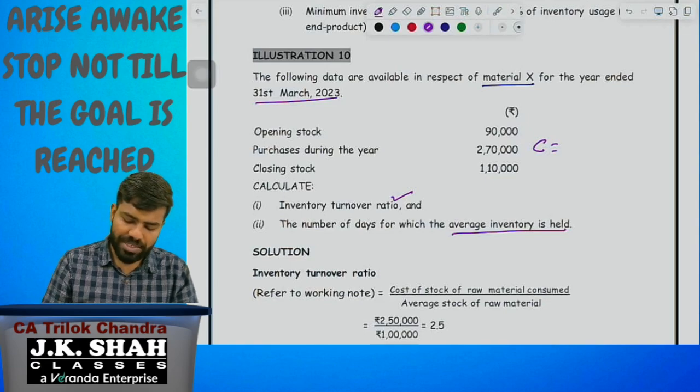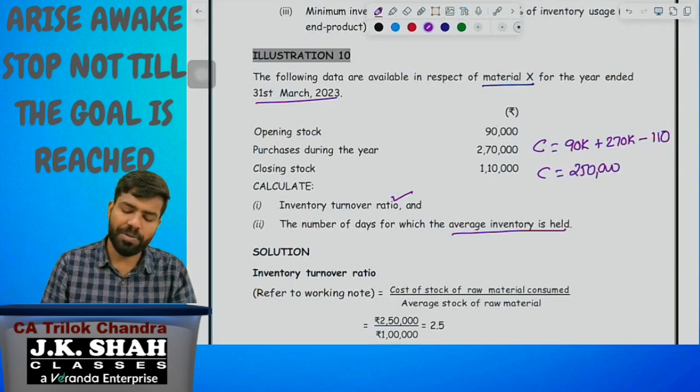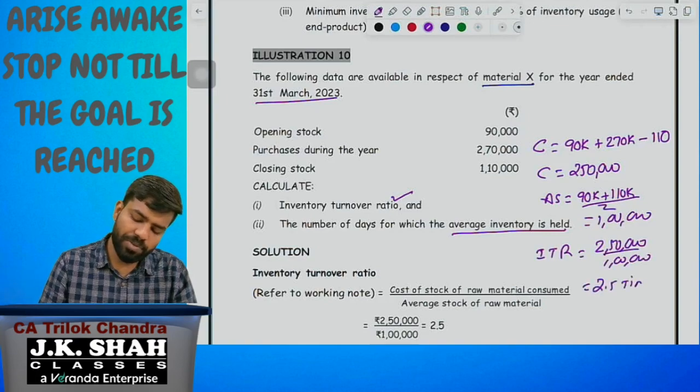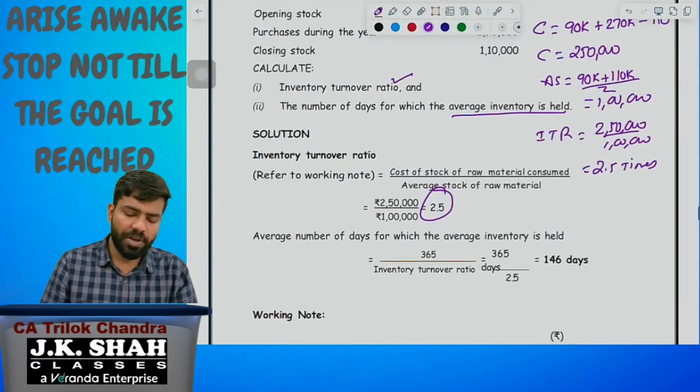Consumption equals opening stock 90,000 plus purchases 270,000 minus closing stock 110,000. If you take the net of this, 250,000 is the consumption. Average stock equals 90,000 plus 110,000 divided by 2, which comes to 1 lakh. So inventory turnover ratio equals 2,50,000 divided by 1 lakh, which comes to 2.5 times. That is the first requirement.